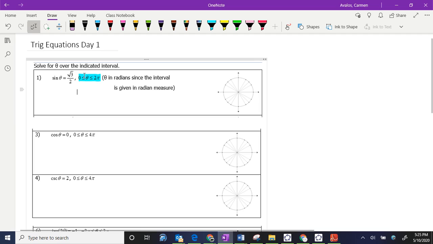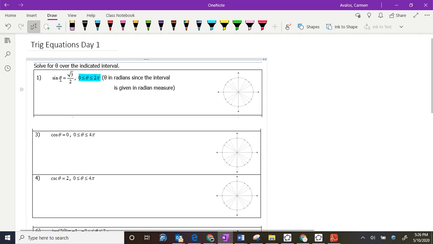But we've put the restriction so that we can say from 0 to 2 pi. If there were no restrictions, then we would have to come up with a formula. So let's start off with where there are restrictions. The restrictions also tell you in what format your answer should be, whether it should be in degrees or in radians. In this case, the angle should be from 0 to 2 pi, so they're giving you radians, and therefore your answer should be in radians as well.